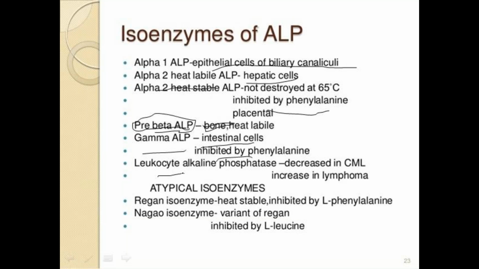Next, coming to leukocyte alkaline phosphatase, it is mainly decreased in CML and increased in lymphoma.